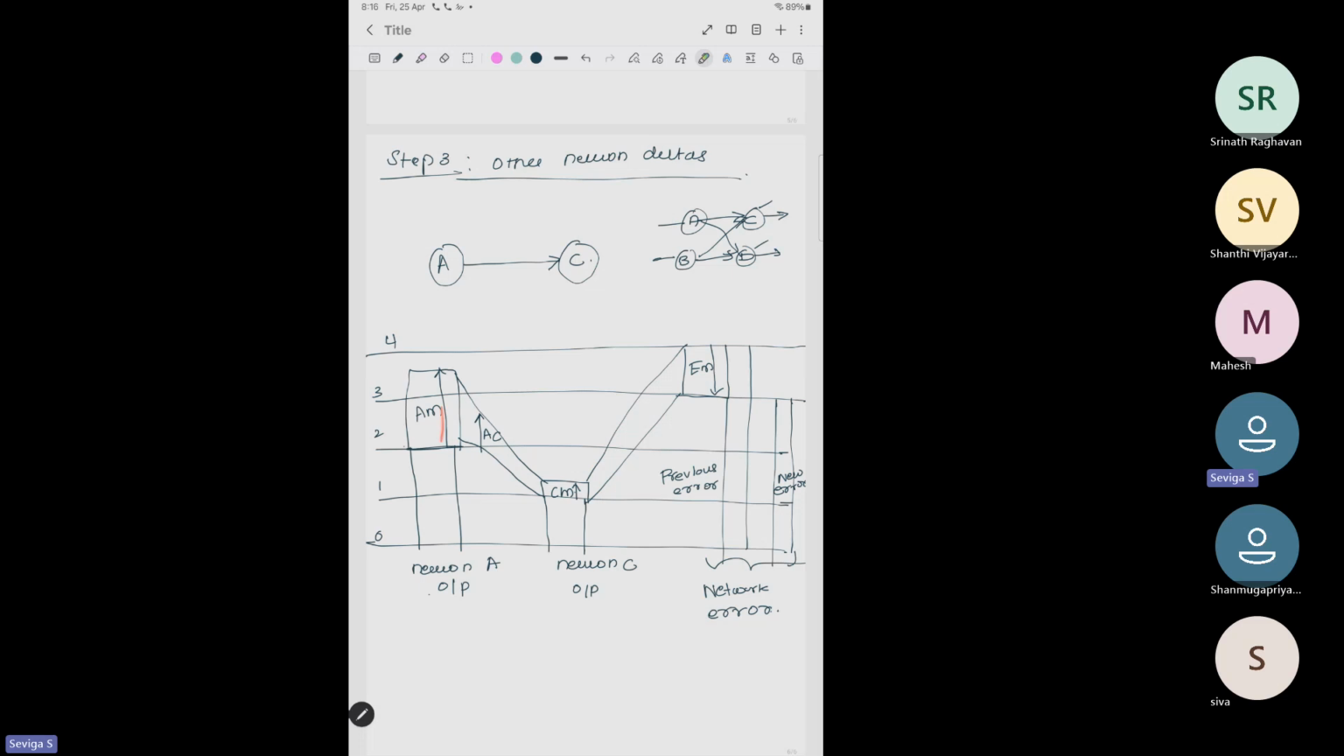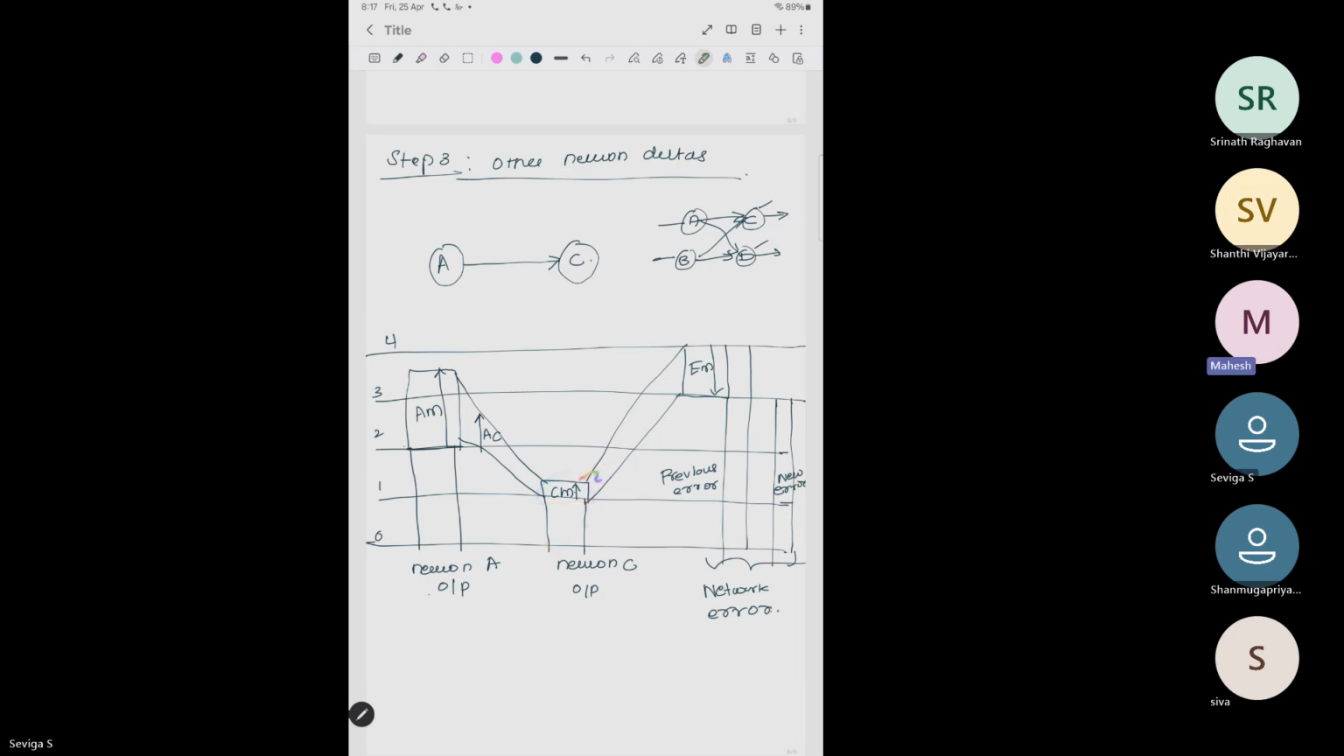Let us think that AM is the change in the outcome of A naught, sorry, A. This is not the outcome; this is the change in the outcome. This is A naught, and this is AM, how much change it has. This will get multiplied by AC, and that gives rise to the change in the outcome of C. So this is C naught, and this is the change in the outcome.